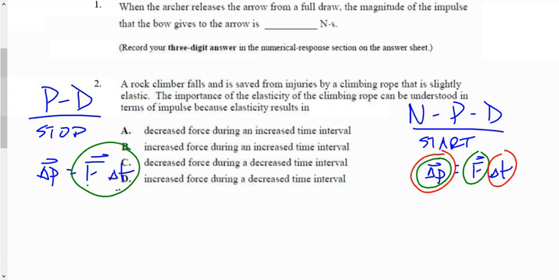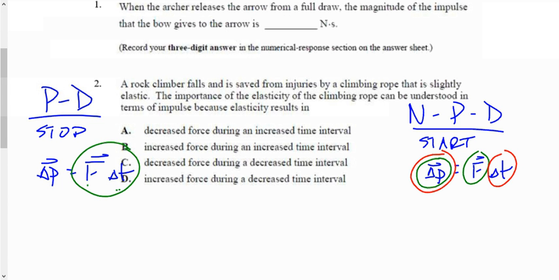So F and T don't affect each other. Okay? F affects impulse. T affects impulse. In the first situation, F and T affected each other, and neither one of them affected impulse. What do we got here in question number 2?